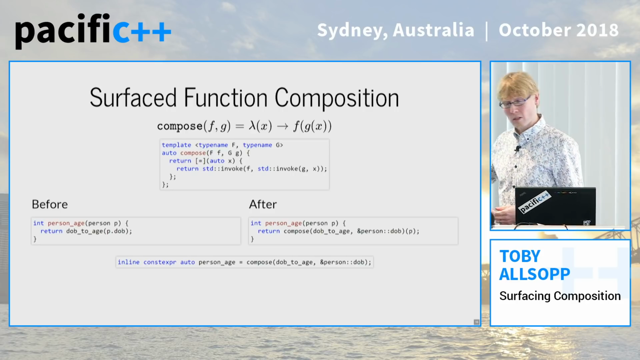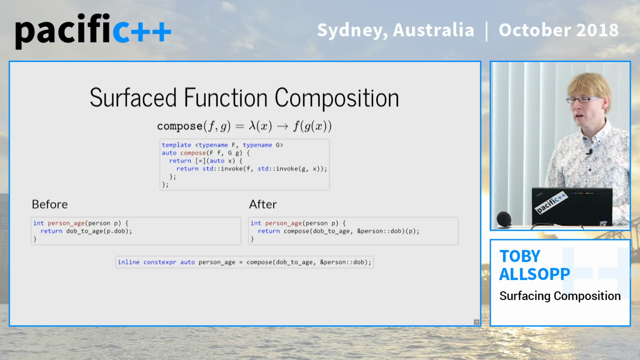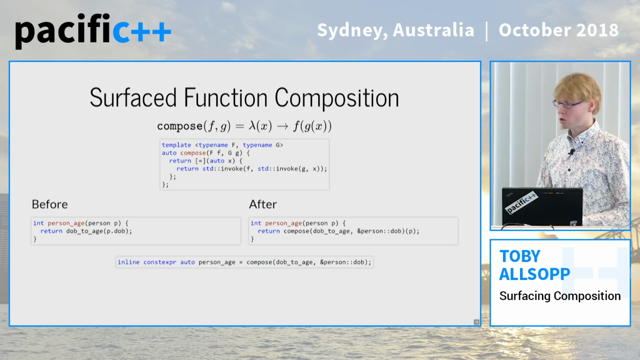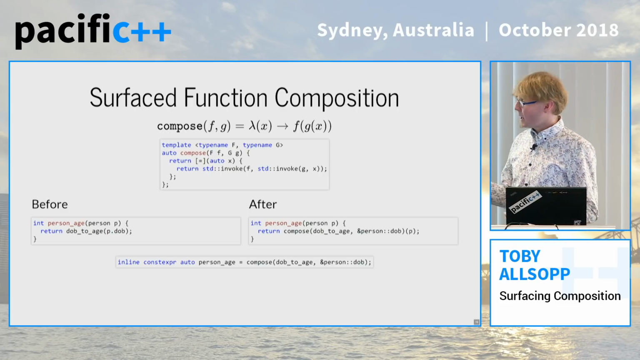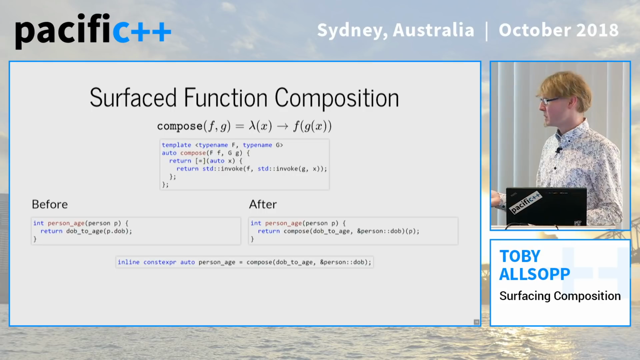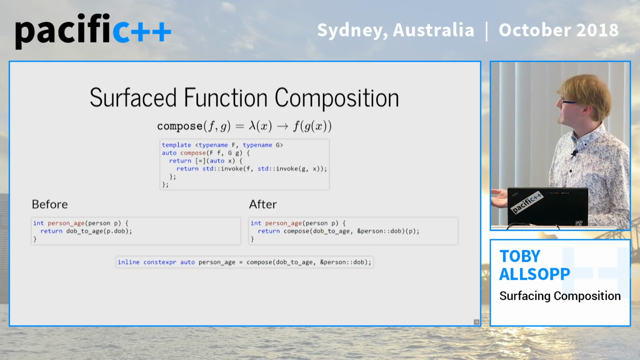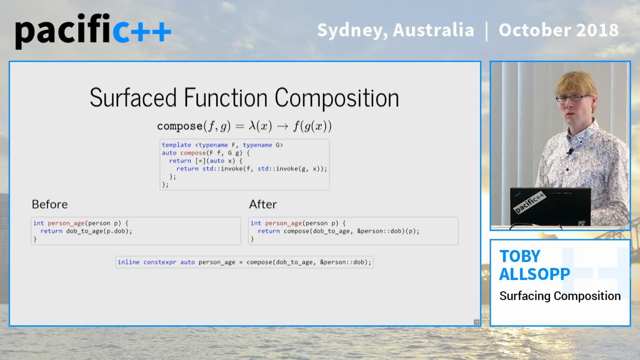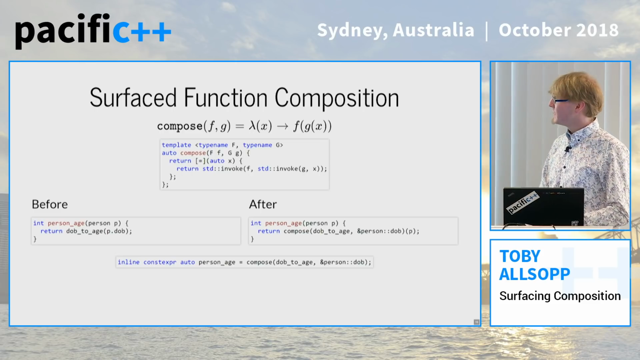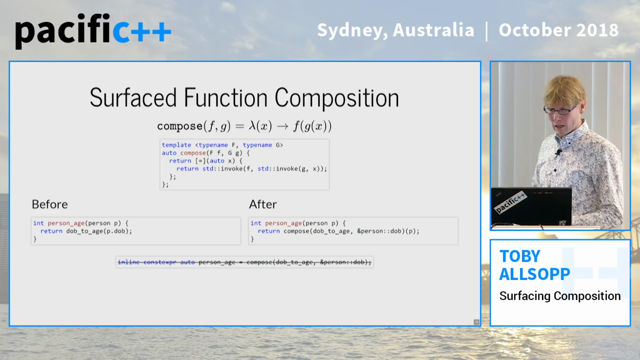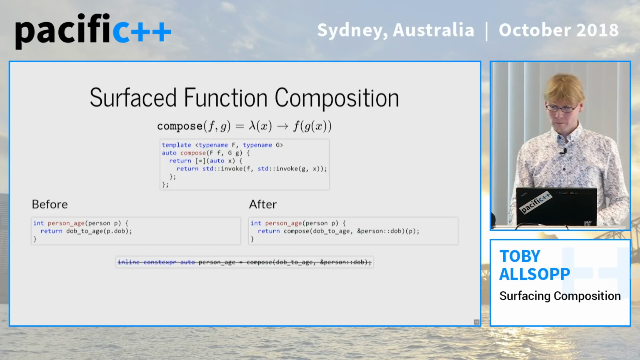And you can write this, and I believe this is valid code, and then you can use person age as a function. However, I can't recommend that you do this because it doesn't work currently. It might work one day, but it doesn't work on Windows due to a limitation in the ABI, I think. At least that's my understanding. So I can't recommend that you do that.